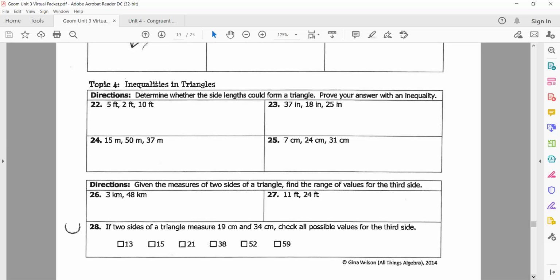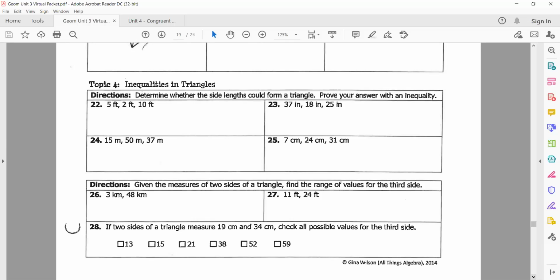It starts off with the sum. The sum of what must be greater than what? Must be greater than 10 and 22, right? Yes, the sum of what though? What are you adding together that must be greater than 10? Two sides. Right. The two short sides must add together to be greater than the third side.